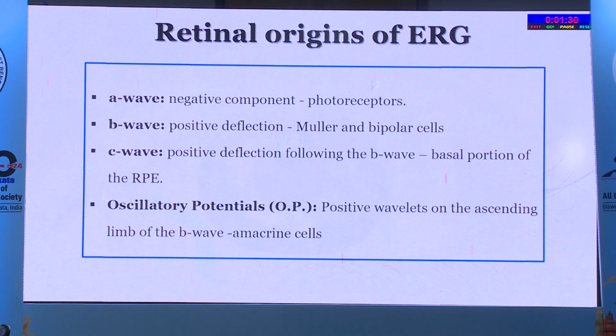We get a few waves in the ERG reading. The A wave is the negative component which comes from the photoreceptors. The B wave is a positive deflection caused by Muller and bipolar cells. And then we have a C wave, which is a positive deflection following the B wave, and it comes from the basal portion of the RPE. We get a few oscillatory potentials, which are positive wavelets on the ascending limb of the B wave, and they originate from the amacrine cells.